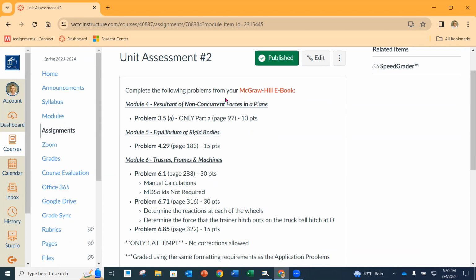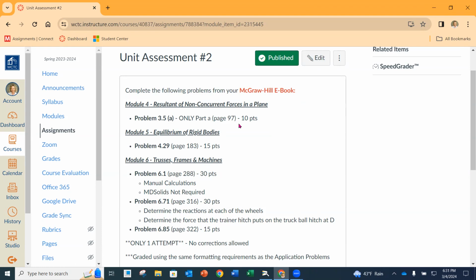First and foremost, all of these problems are coming out of the McGraw-Hill ebook, not out of the handout or anything like that. They're all out of your e-textbook. This assessment is going to cover modules 4, 5, and 6, and you'll notice I pulled problems from each one of those sections. The first module was module 4, resultant of non-concurrent forces in a plane. This was where we got introduced to the concept of a moment.